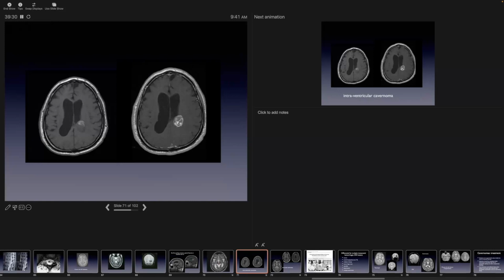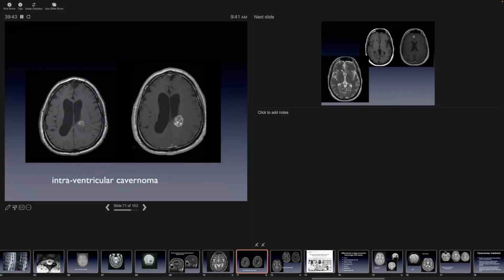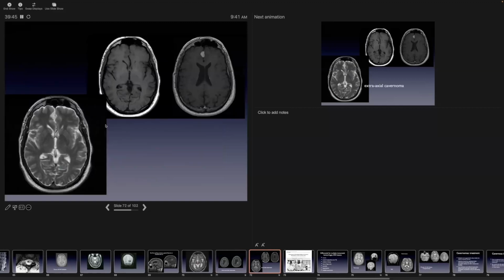The siderosis is not common with primary brain tumors. This proved to be an intraventricular cavernoma. Or I guess you could argue maybe a cavernoma in the wall, in the subependymal space, that projected into the ventricle. But again, an atypical location of a common disease.